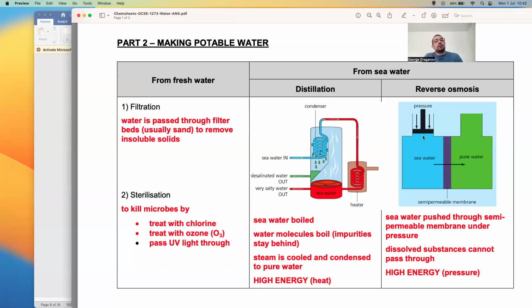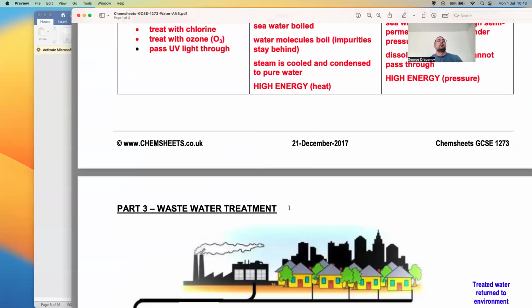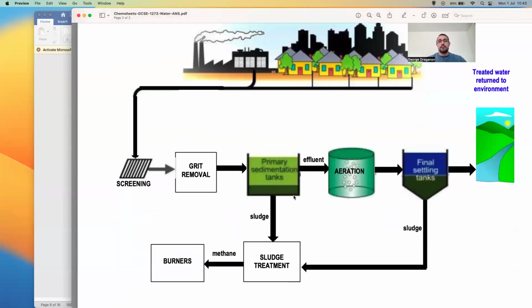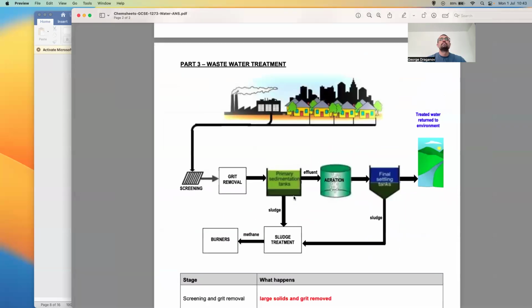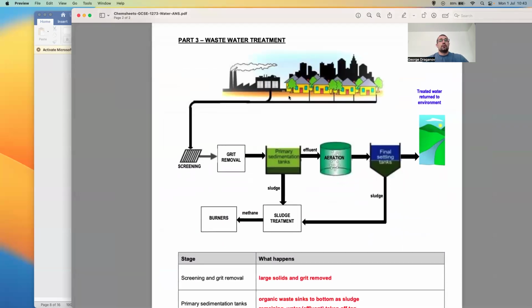But now we have to consider how we treat wastewater. So we need to treat wastewater before we release it back into the river streams, before we can then apply this process here. So let's look at wastewater treatment. As you can see, wastewater comes from people's toilets and from industries. The first step, once again, is a type of filtering step. It's called screening and grit removal. So large solid and grit are removed.